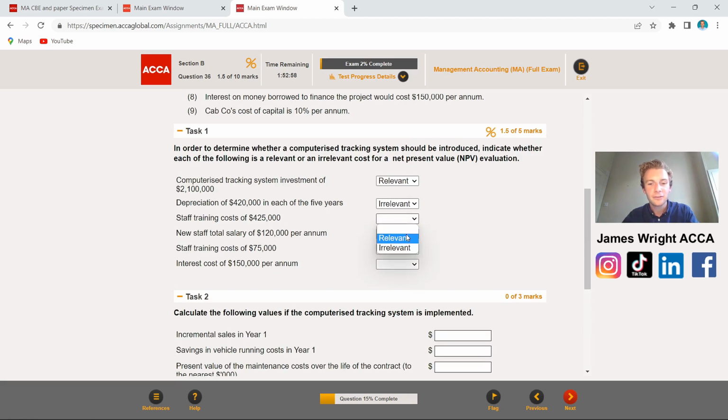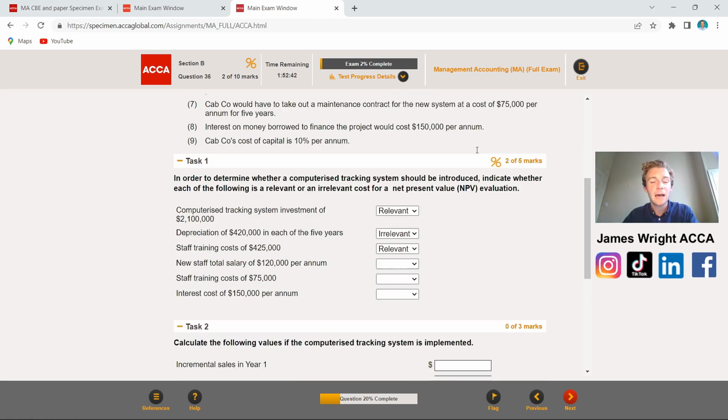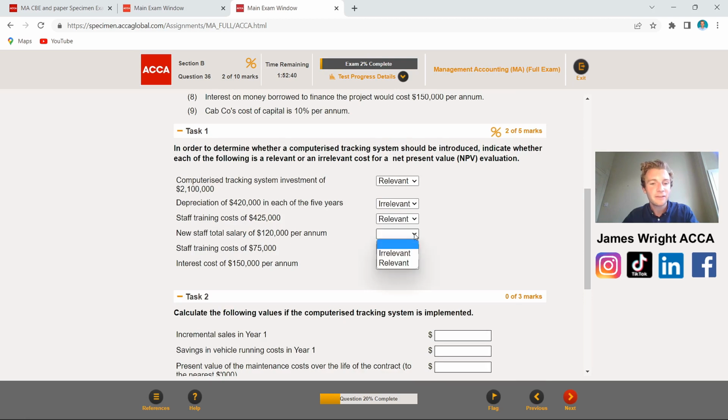So that should be relevant for you on there, that if we didn't incur that, the system is not going to work effectively. New staff total salary of $120,000 per annum was in note 6 on here, so we had 6 members of staff recruited to actually manage the new system, to get it up and running, and so it processed correctly. So without them, is it going to work? Well, no. So they are definitely relevant to it on here.